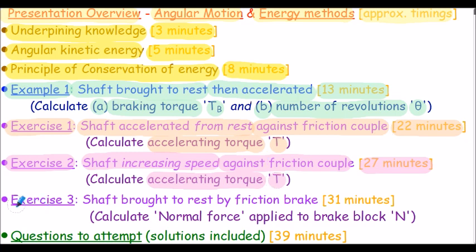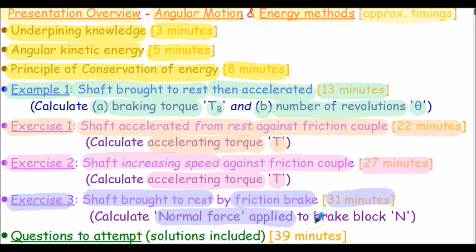And exercise 3, here a shaft is brought to rest by friction effects including a friction brake, and exercise 3 starts 31 minutes into the presentation. In exercise 3, we'll refer to a friction model that we outlined in a previous presentation as we calculate the normal force applied to the brake block, symbol N.